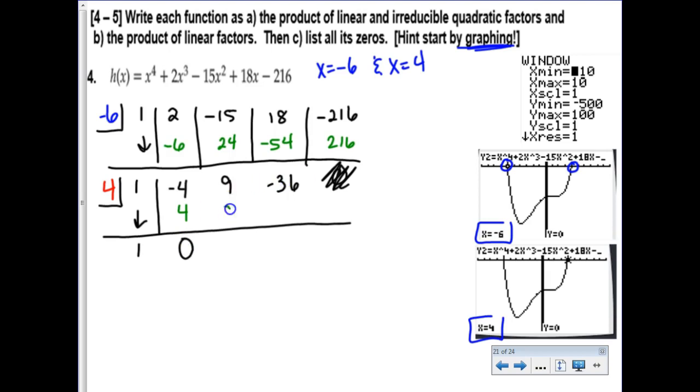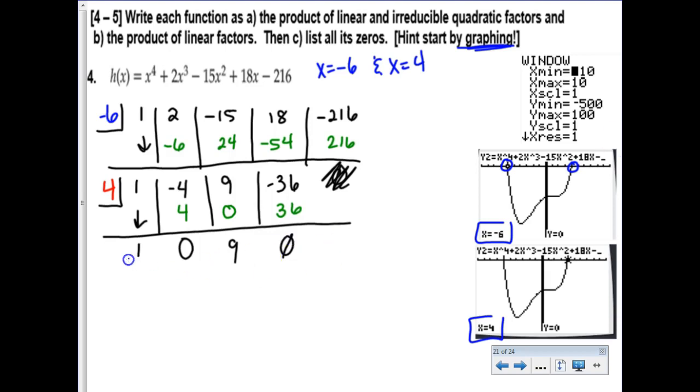0 times 4 is 0. You'd be surprised what kids tell me for an answer there. 9 plus 0 is 9. And then 9 times 4 is 36. So these are going to knock out again to a remainder of 0. So we can stop the successive divisions because we have whittled down to a quadratic.